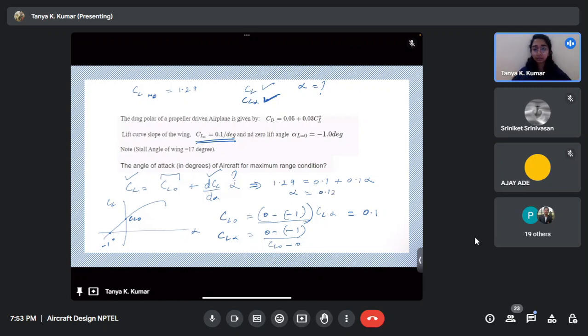Did you understand how we solved this? Okay, can you just verify it? How much is it? 11.9. Okay. Alright. Okay, so 11.9 degrees is the final answer. Did everyone understand how we solved this?